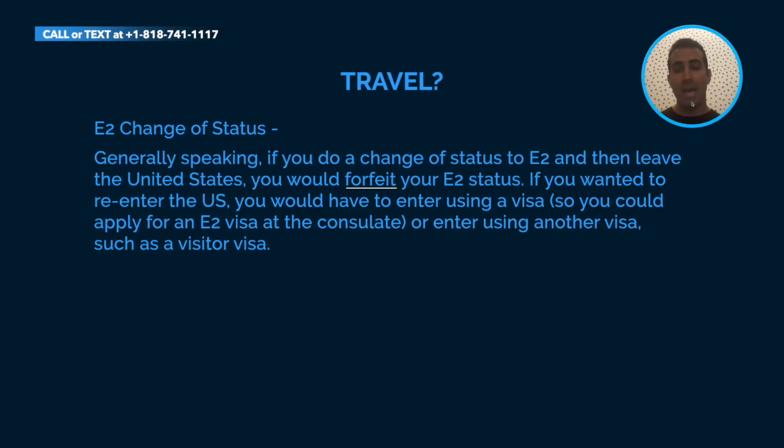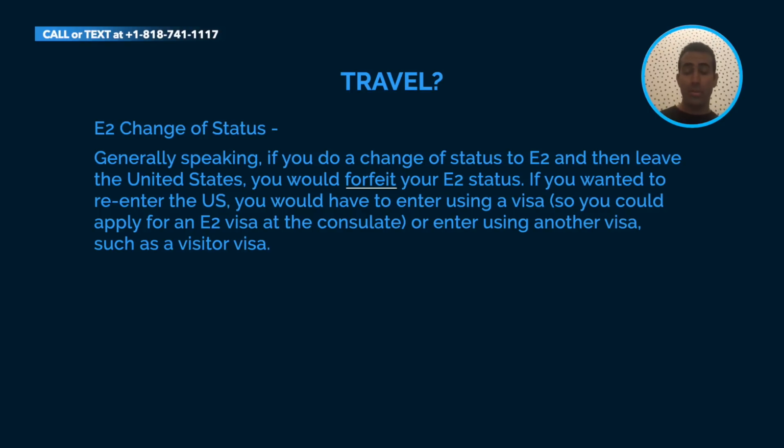Again, the E2 status is a paper. It's not a visa that gets put into your passport. So if you get that change of status and then you leave the United States, you do not have a visa through that whole process of getting the change of status that would enable you to re-enter the US. So again, once you leave the US when you just had a change of status, you forfeit that status.